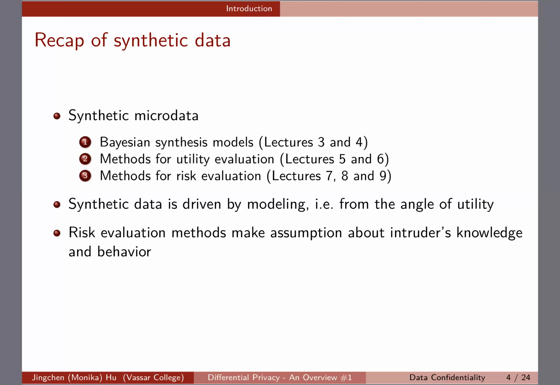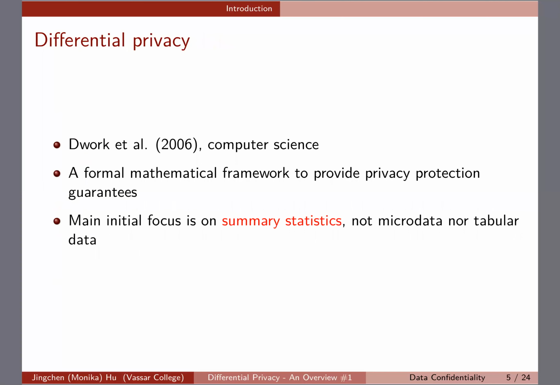And for the rest of the semester, we're going to talk about approaching data privacy from the other angle, right? From the risk angle. And the method is called differential privacy. It actually came out, thinking about it now, almost 15 years ago. It was developed from the computer science research field, and even now, the majority of the research about differential privacy is still done in the computer science field. And a short introduction: it is a formal mathematical framework to provide privacy protection guarantees, okay?